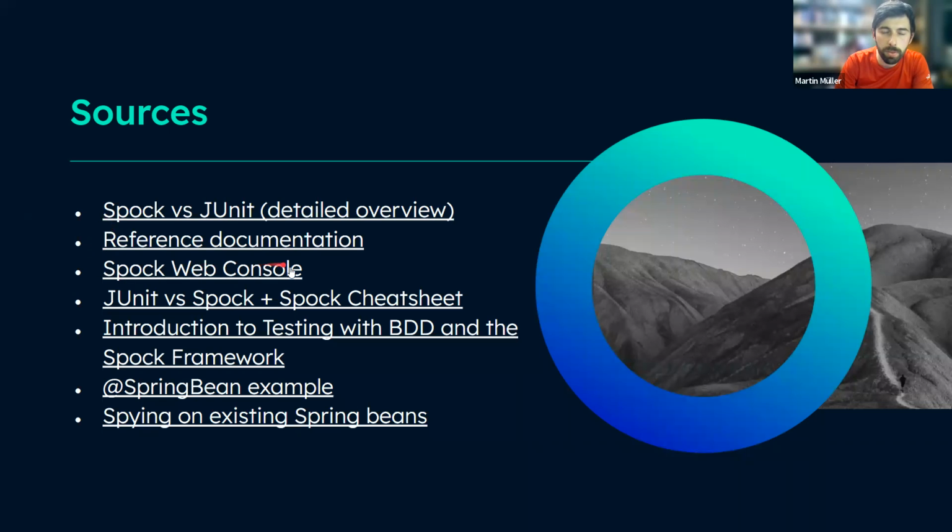And I will just sum it up, there are some references for you. Spock even has a web console, so you can try it out in a web environment if you wish to do so. There is a cheat sheet for you, if you are doing the transition from JUnit to Spock and you need to know what's the right keyword in Spock. So there is a cheat sheet and a nice introduction article. Yeah, it's my favorite.